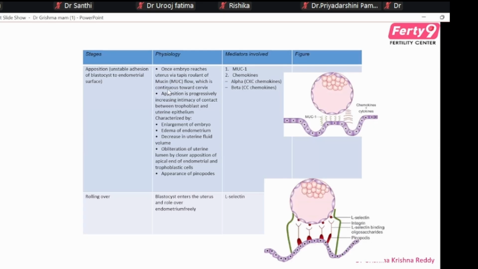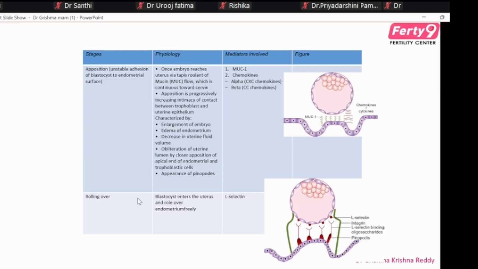So this mucin, through the MUC flow, which is continuous towards the cervix, once the embryo reaches the endometrium, then apposition is progressively increased between the trophoblast and epithelium, which is characterized by enlargement of the embryo, then edema of the endometrium, decrease in the uterine fluid volume, then the obliteration of the lumen by apposition of endometrial and trophoblastic cells, and appearance of pinopods. So all these mediators help, like MUC1, chemokines.